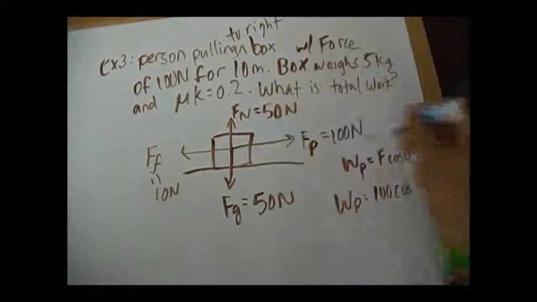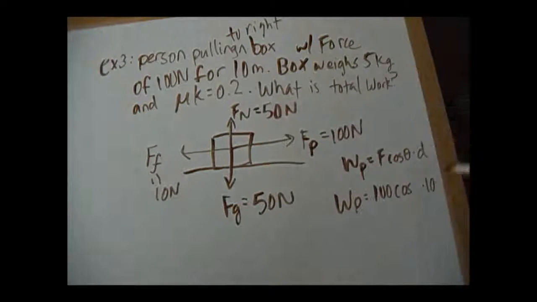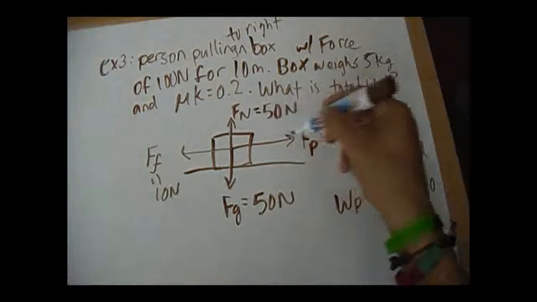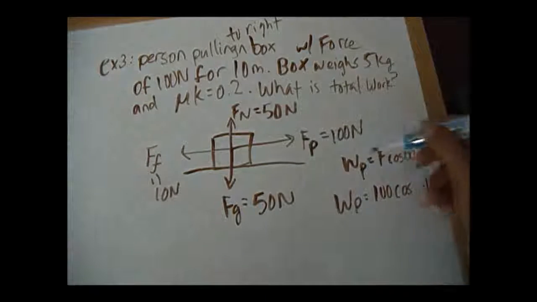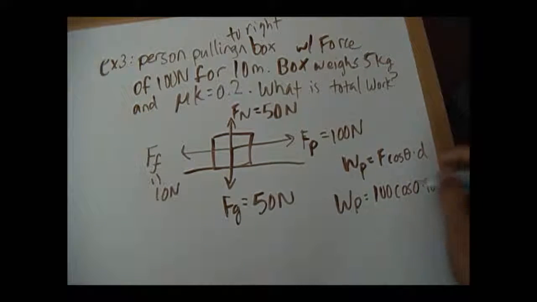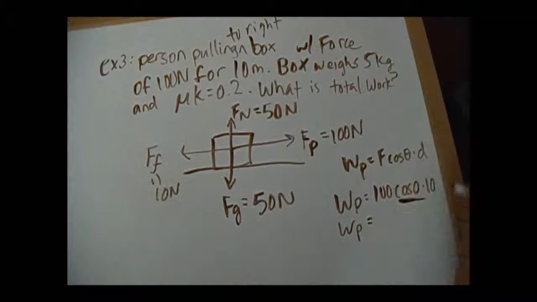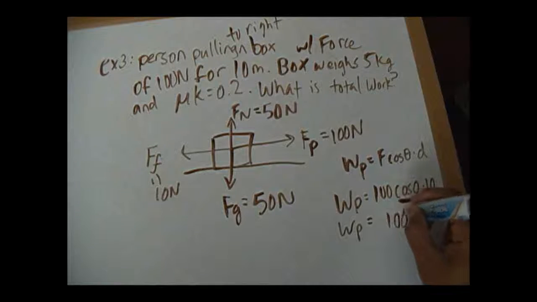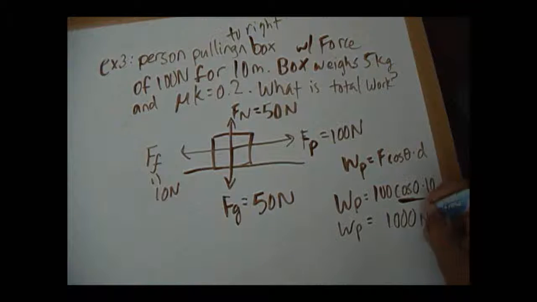In this case, since the box is moving this way, 10 meters, it's fair to assume that since the box is being pulled to the right, it's moving to the right. So the force being applied on the box is in the same direction in which the box is moving. So that angle is going to be 0. The cosine of 0 is 1. So 100 times 10 is going to be 1,000. So work done by the pulling is 1,000 newton meters. That should make sense.